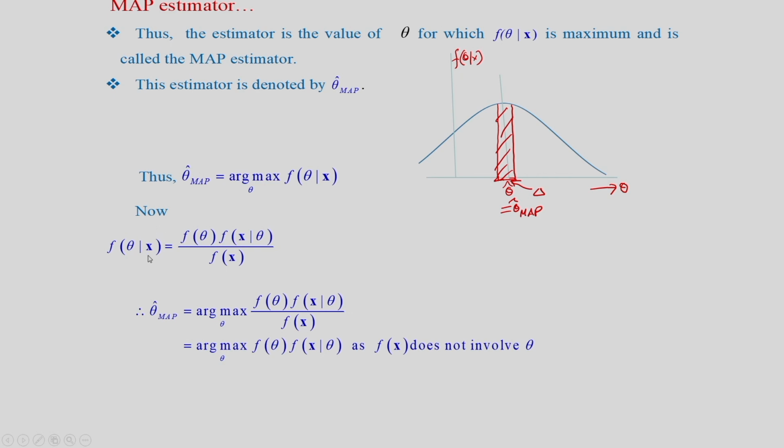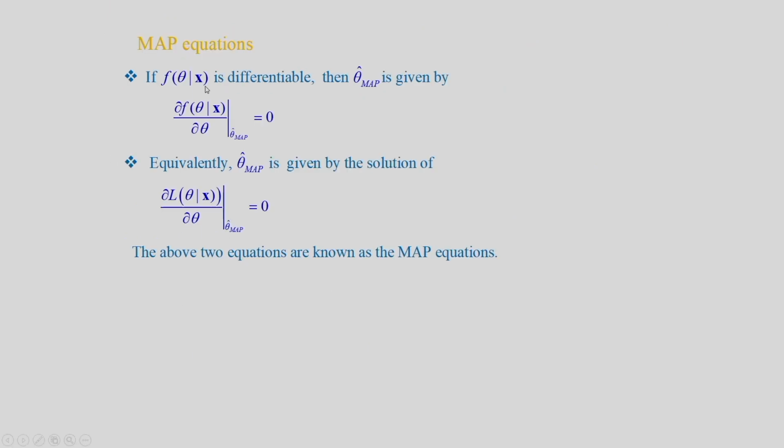Now, f of theta given x is equal to f theta into f of x given theta, divided by f x. Therefore, theta hat MAP will be argmax over theta of f theta into f of x given theta divided by f x. Now, this f x does not involve any theta. Therefore, theta hat MAP is argmax over theta of f theta into f of x given theta.